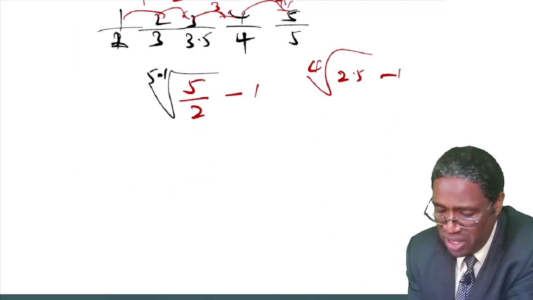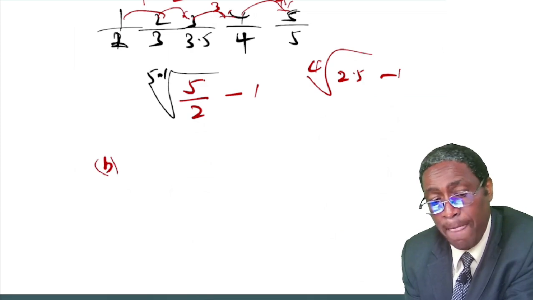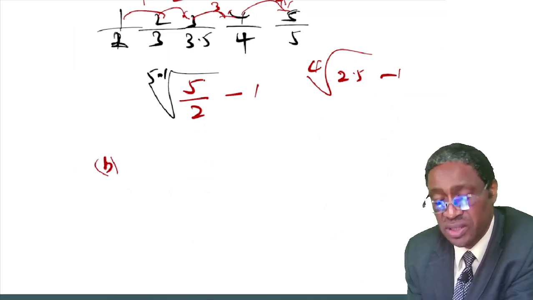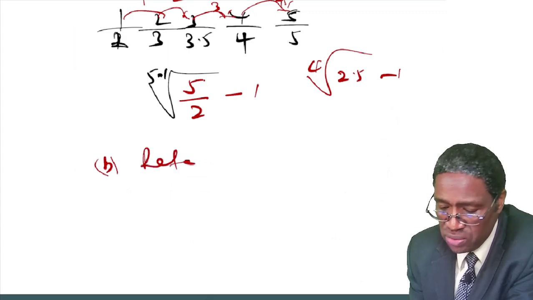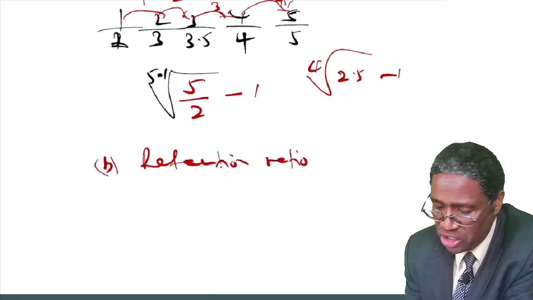The second method of computing the growth rate, what was it? We were calling it the retention ratio method. The retention ratio method.